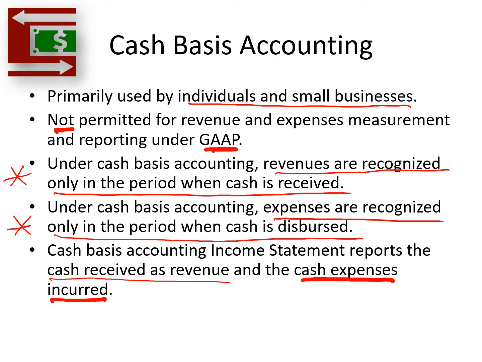Now we know that under cash basis, you and I recognize revenue in the period when the cash is received, and we recognize expenses in the period when the cash is paid or disbursed. On the cash basis, our income statement shows cash received as revenue and cash expenses. We can approximate this on our statement of cash flows if we look at cash from operations.